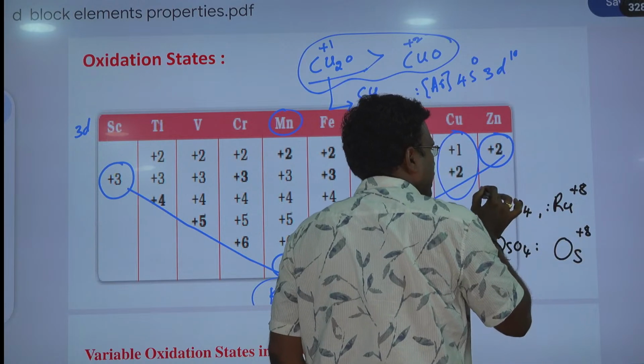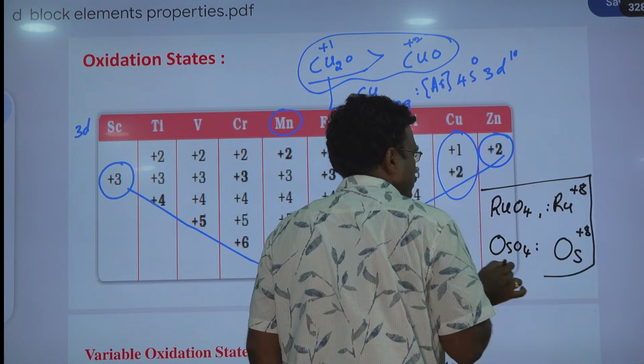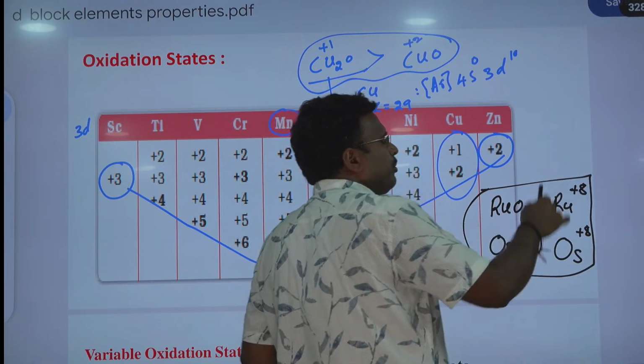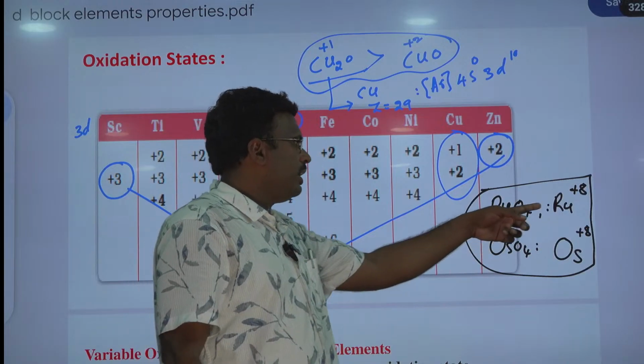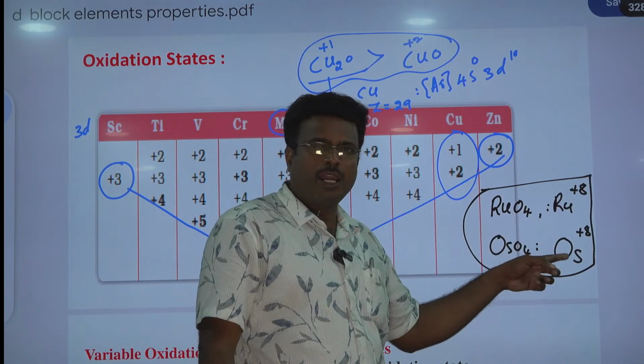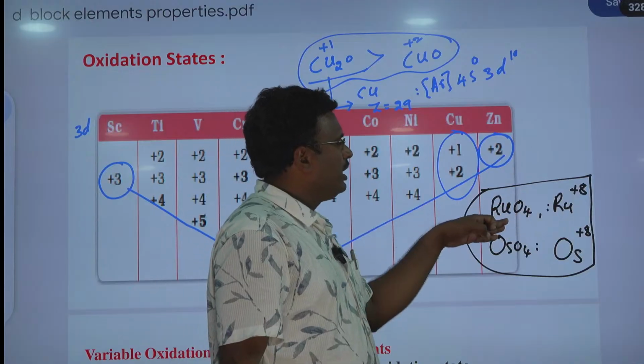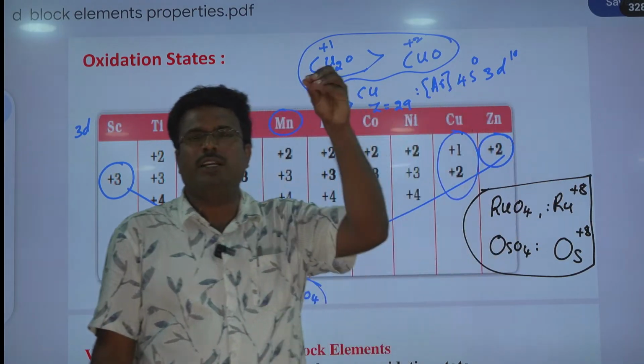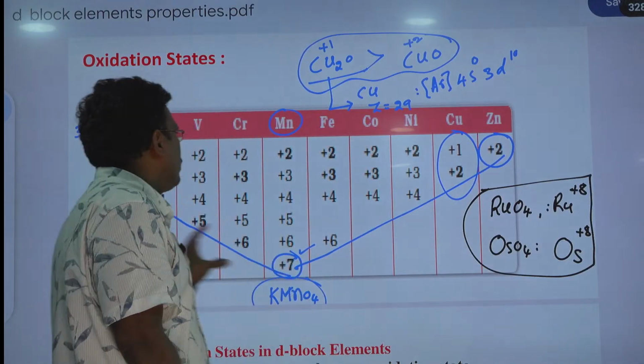Very, very important. In this periodic table, which of the following elements show the maximum oxidation state? That is ruthenium and osmium. So ruthenium tetroxide and osmium tetroxide show the +8 oxidation state in the periodic table. Okay, so this is the oxidation state.